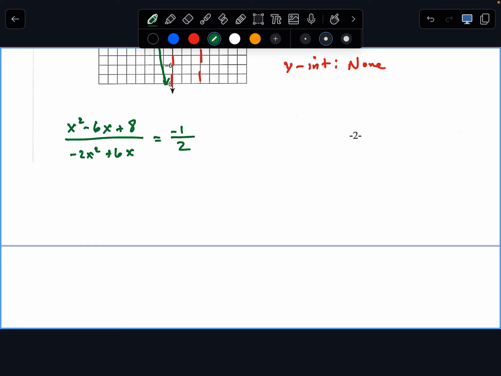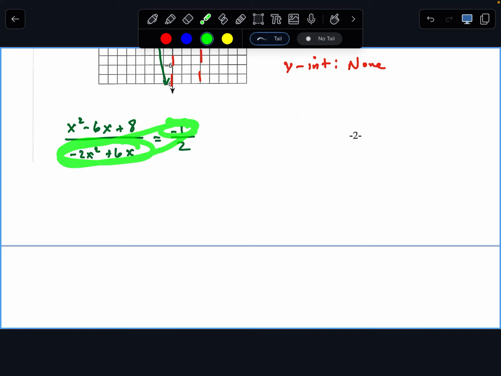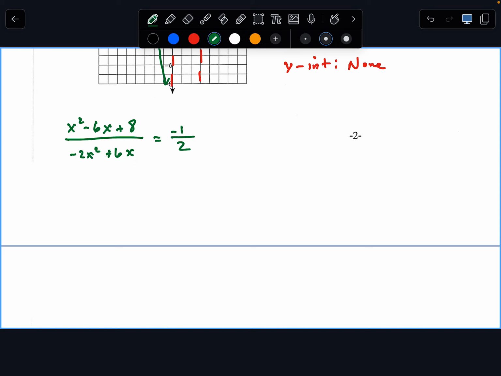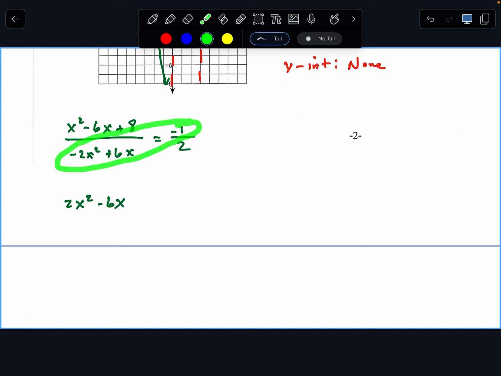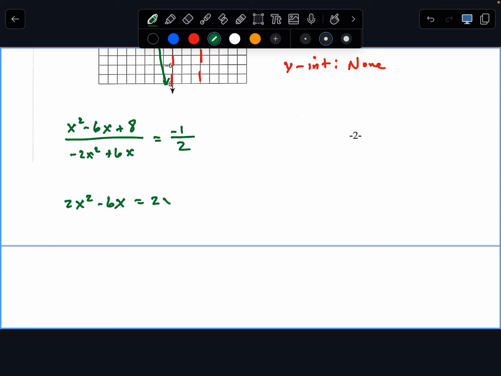Cross multiply. Yep. So if we go through, I can take this negative 1 and multiply it by that negative 2x squared plus 6x. If I do that, I get 2x squared minus 6x. And remember, when you cross multiply, one diagonal will always equal the other. So there's what I just did. I multiplied negative 1 times that expression. Now I'm going to go the other direction. 2 times that quadratic. Which means if I multiply all that stuff by 2, we get 2x squared minus 12x plus 16.